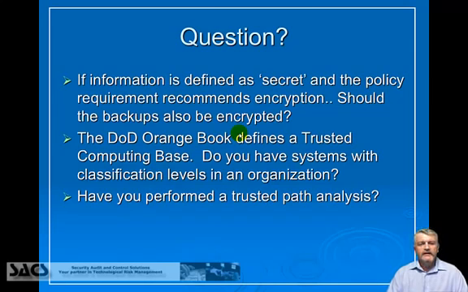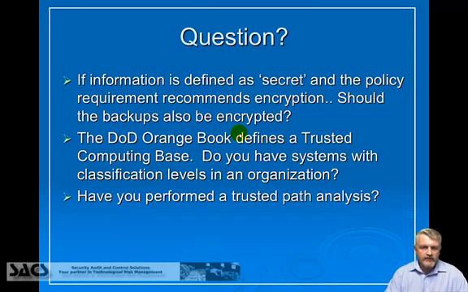Very good question. The Department of Defense Orange Book defines a trusted computing base. Do you have systems with classification levels in the organization? For example, is my salary, my payroll system, is that defined as secret, and is there additional security requirements? And have you done a trusted path analysis? If you have data that actually goes from one system to the other, can that data be trusted as it landed? So if the one system is secret and the other one's confidential, can you trust that data, or will it become public knowledge suddenly?